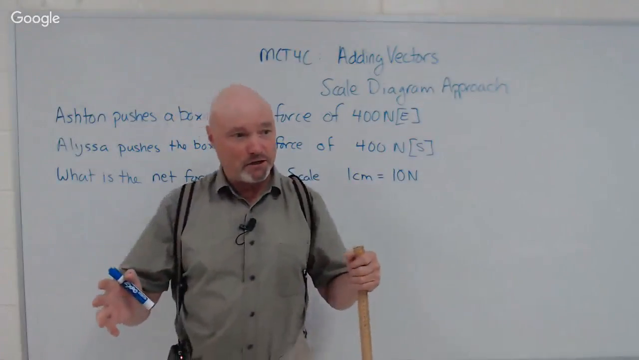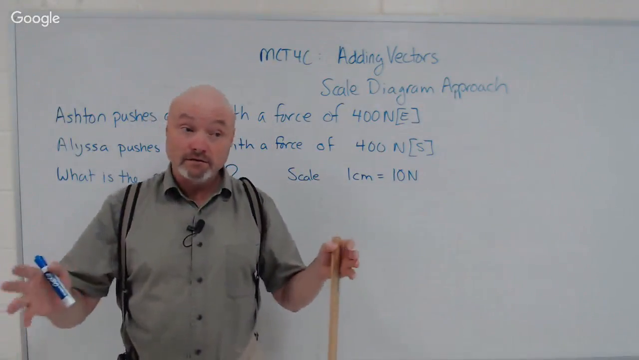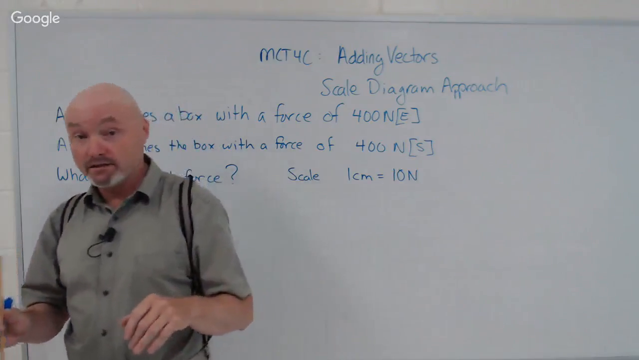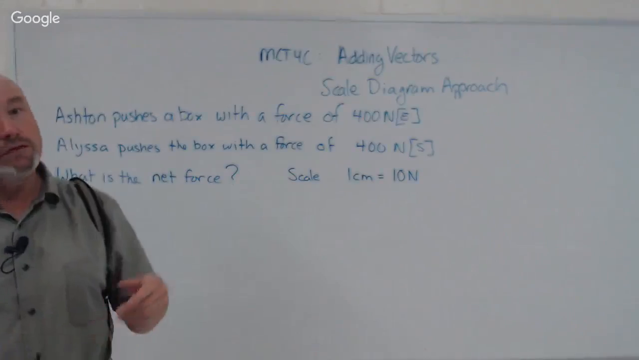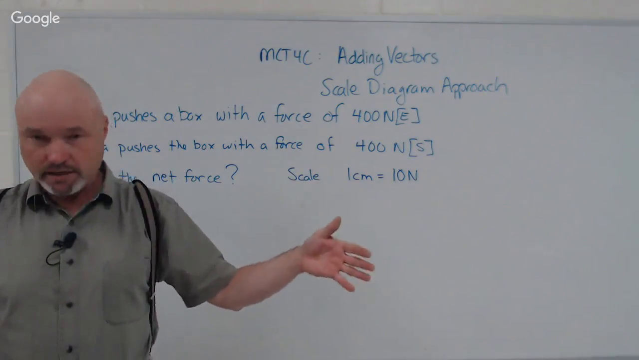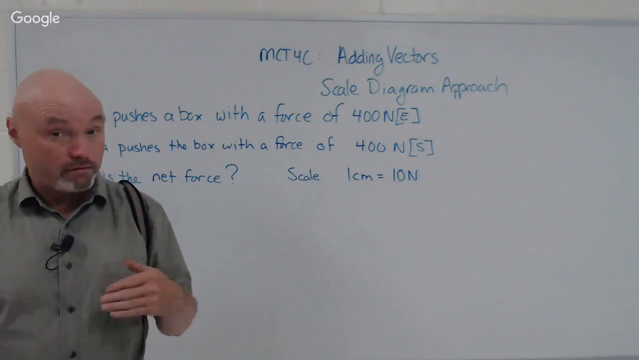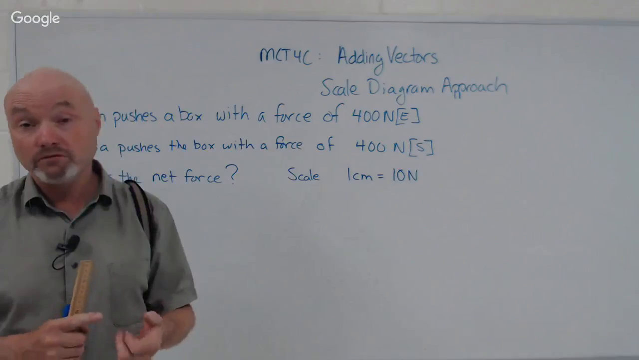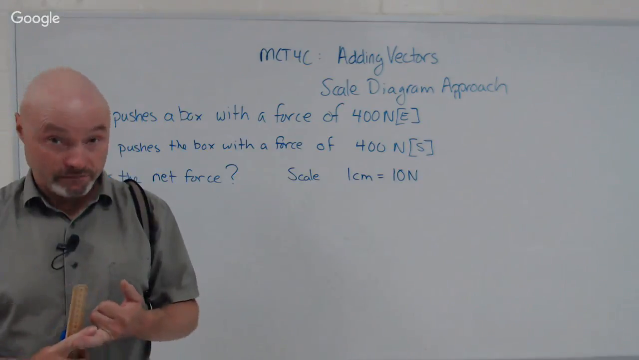Math for college technology, adding vectors using a scale diagram approach. So a vector is something that has a direction and a magnitude. If somebody walks somewhere a certain distance, that's the magnitude or the size. If they walk north, that's the direction. So a vector quantity has to have both of those characteristics to be considered a vector.